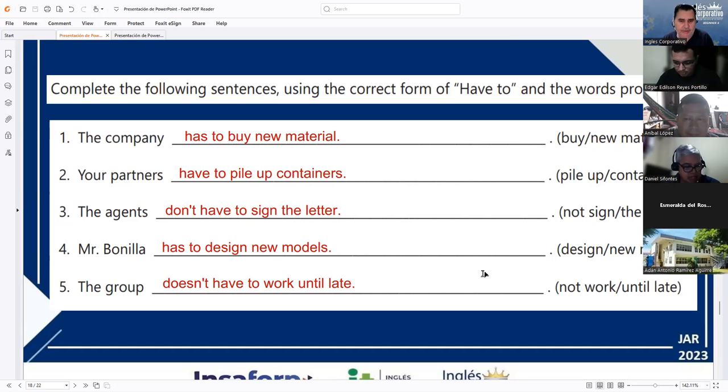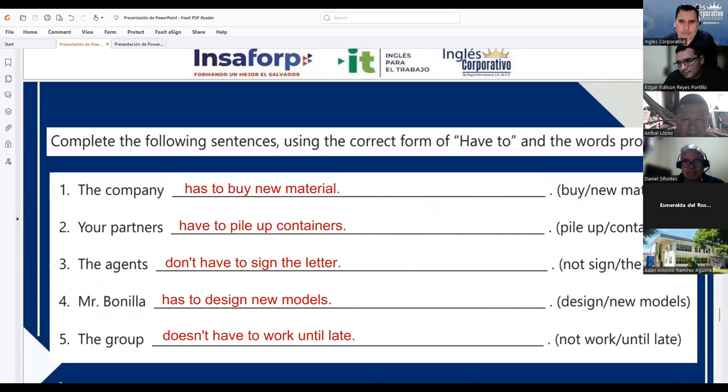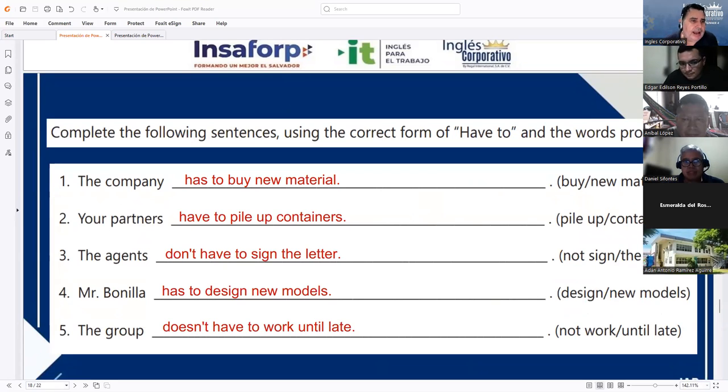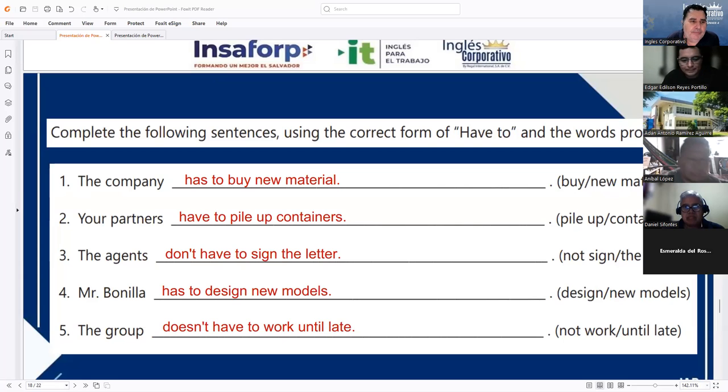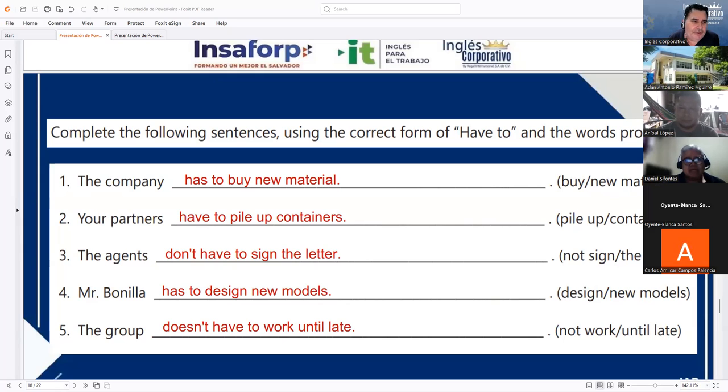Okay, so my dear students, let's go to the attendance. Okay. Let's see. Adán Antonio Ramírez. Present teacher. Excellent. Blanca del Carmen Santos. Present teacher. Carlos Amilcar Campos. Present teacher. Cecilia Maribel Alemán. Okay. Daniel Enrique Cifontes. Present teacher. Edgar Edelnilson Reyes.